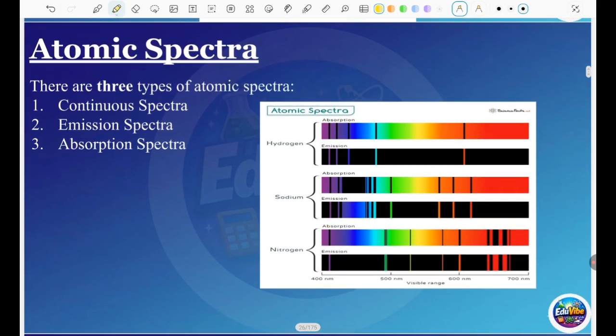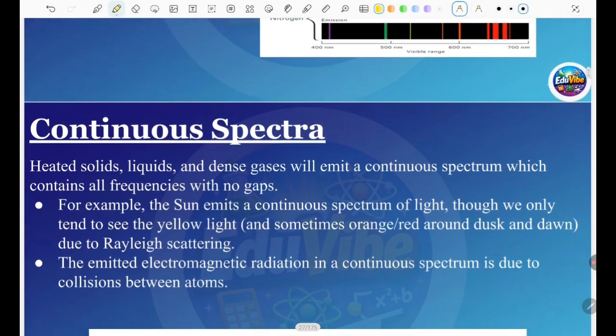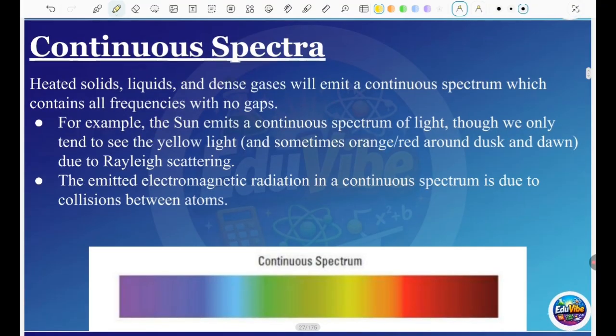So today we focus on the atomic spectra. We have three types of atomic spectra: the first one is continuous, then emission, and then absorption. The continuous one, as the name says, continues like this. Like when we do dispersion and recombination, we have white light go through a prism and we get the rainbow colors. That is called the continuous spectrum. The rainbow colors are continuous.